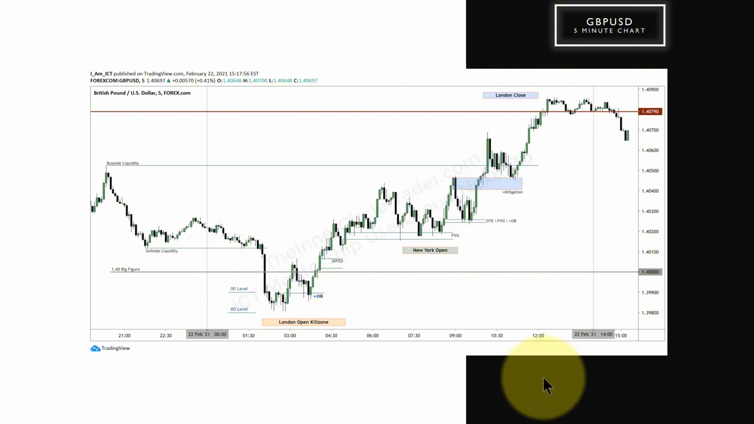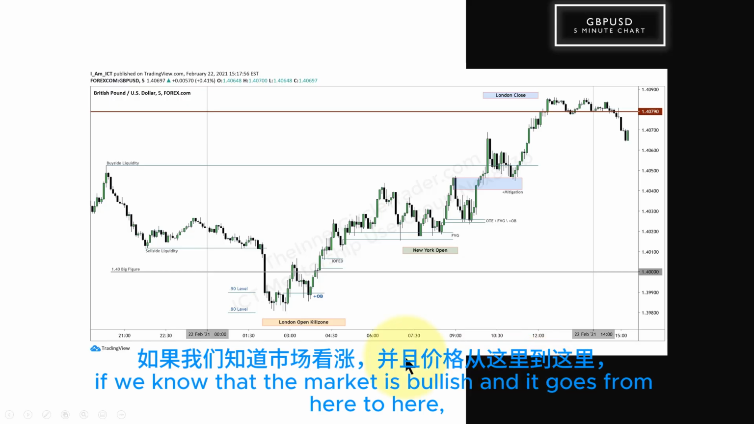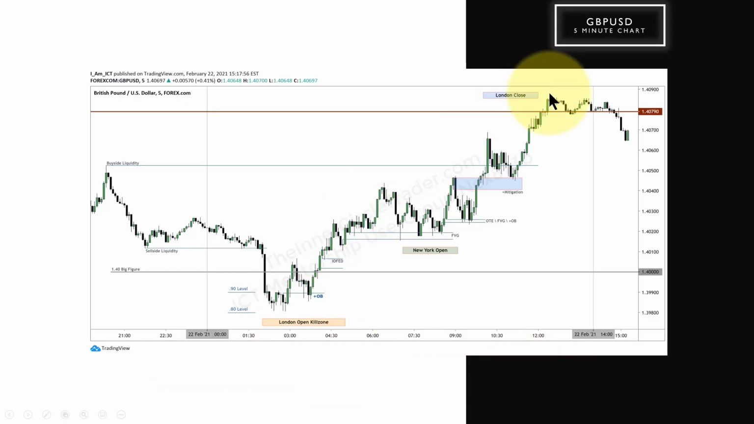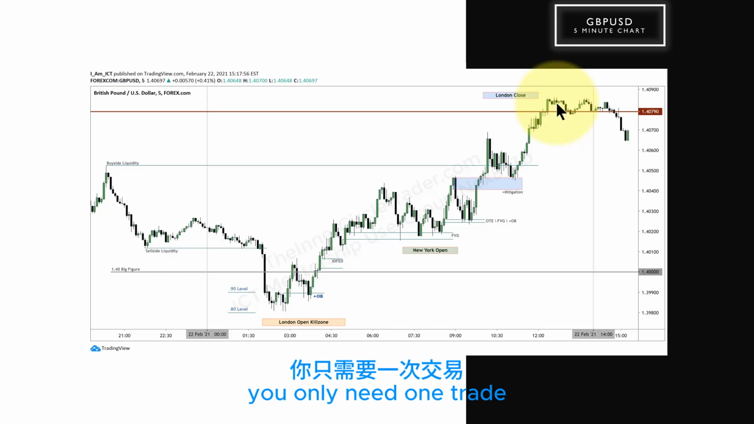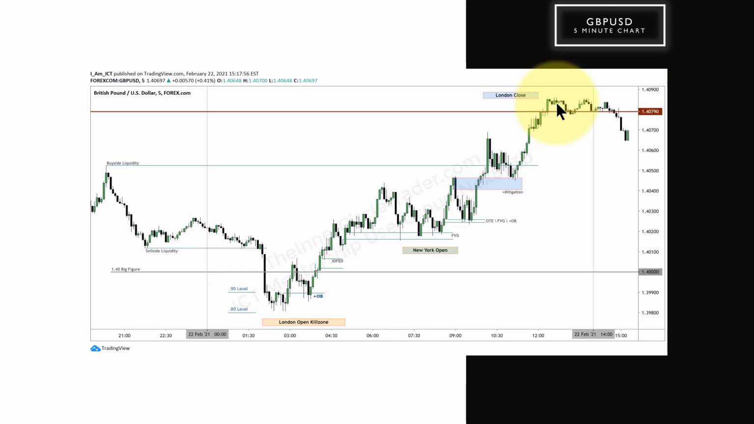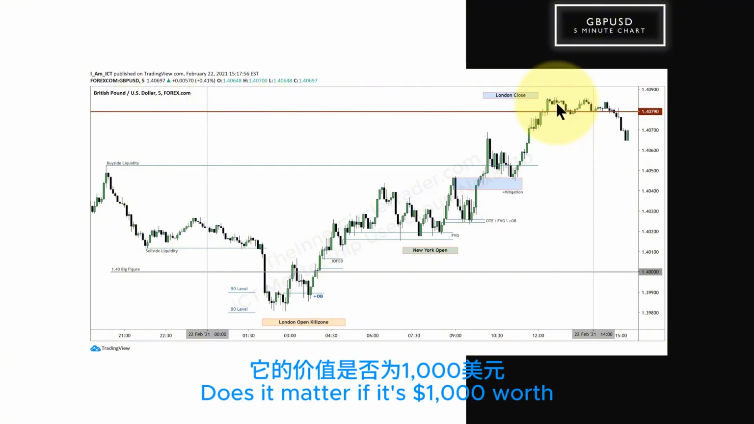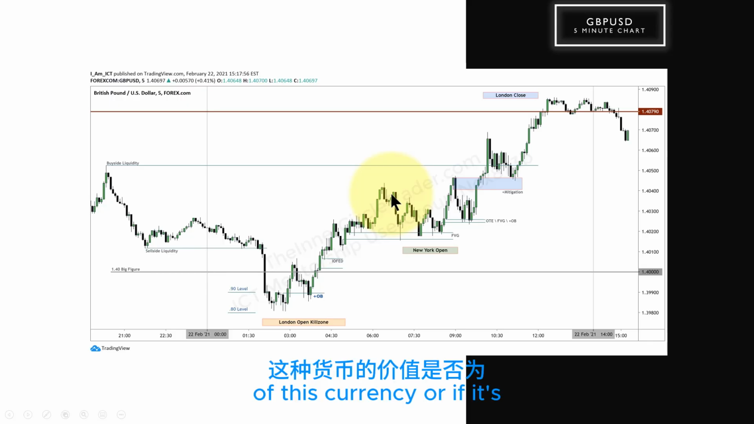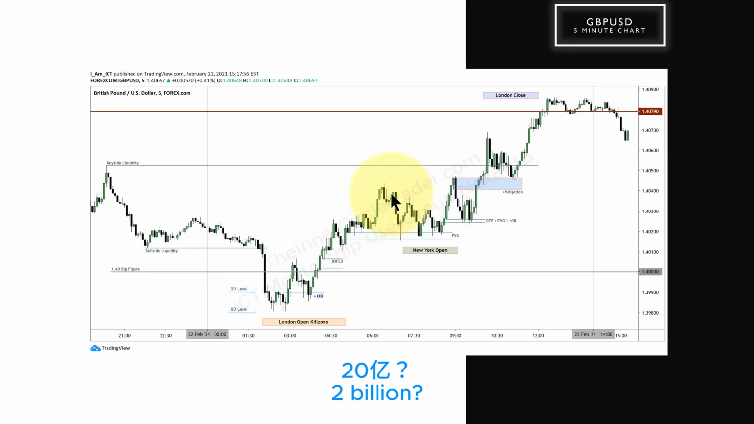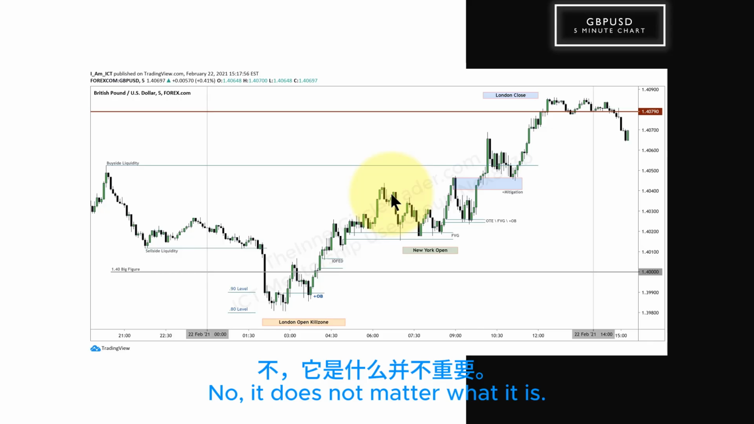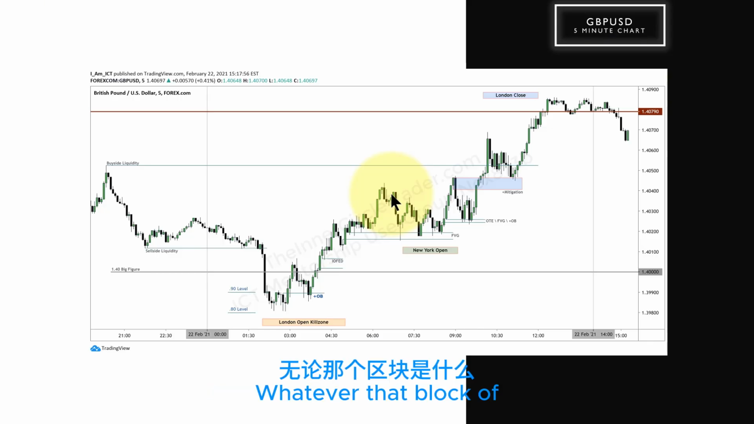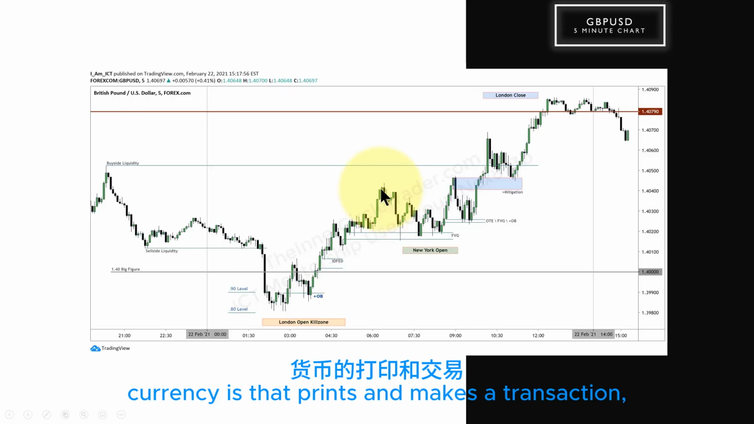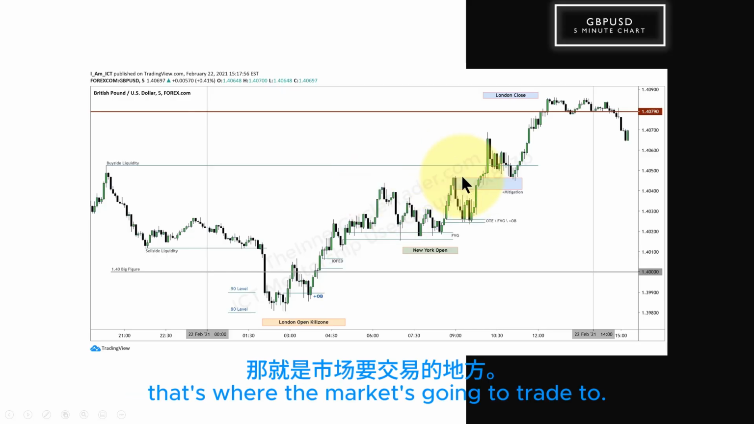Okay? So if we know that the market is bullish and it goes from here to here, is it buying and selling pressure that leads from here to here? No, it's not. Because you only need one trade to print in the market. Does it matter if it's $1,000 worth of this currency or if it's $2 billion? No, it does not matter what it is. Whatever that block of the currency is that prints and makes a transaction, that's where the market's going to trade to.